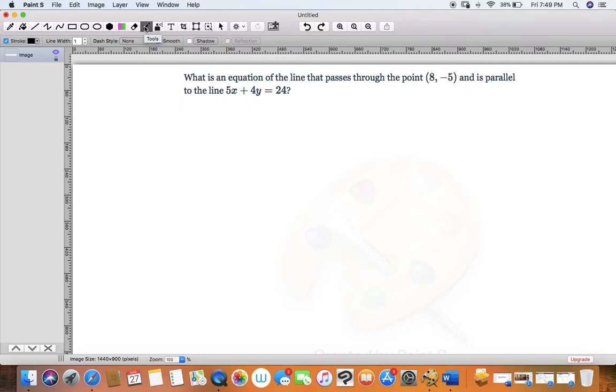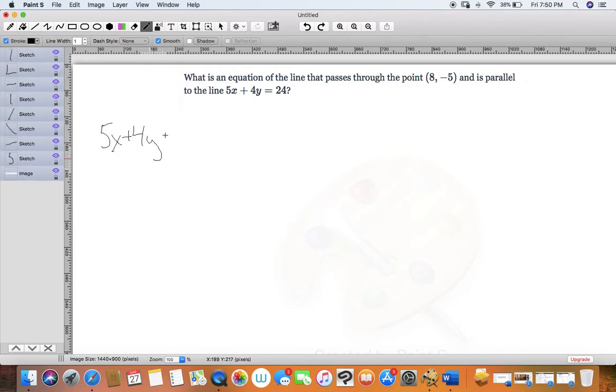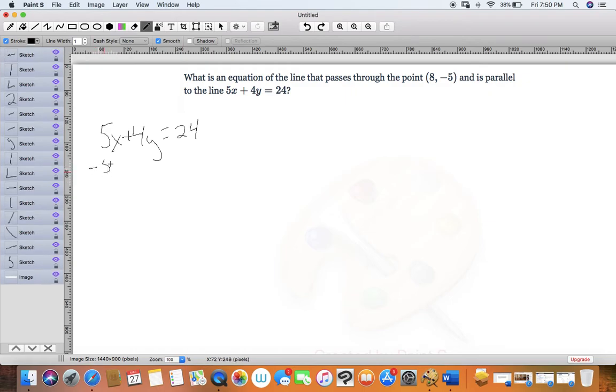So the first thing you want to do, if your equation is not in y equals mx plus b form, is switch it around so that it is. So we've got 5x plus 4y equals 24. We're trying to get y by itself, so the first thing we'll do is subtract 5x from both sides. And we're trying to make it look like y equals mx plus b.